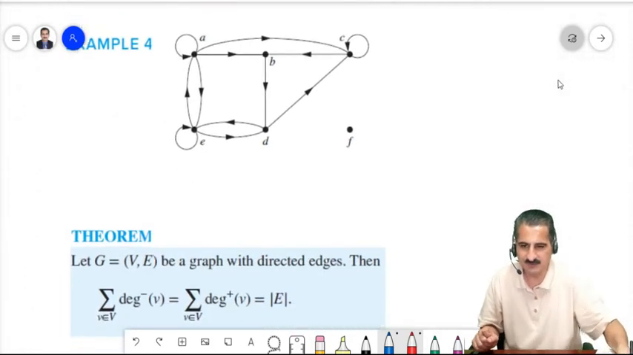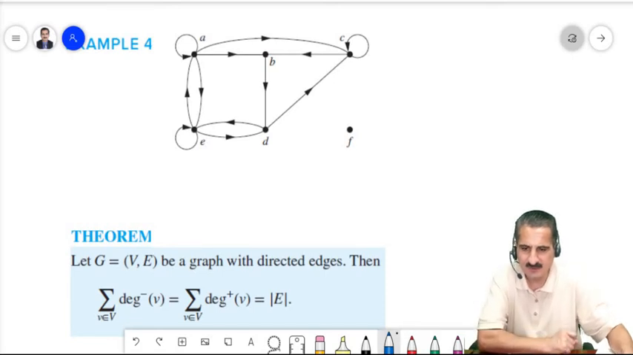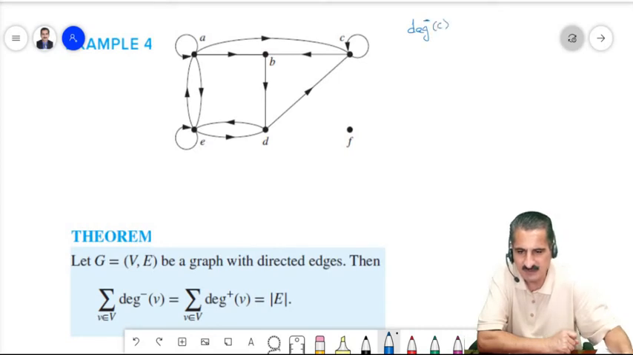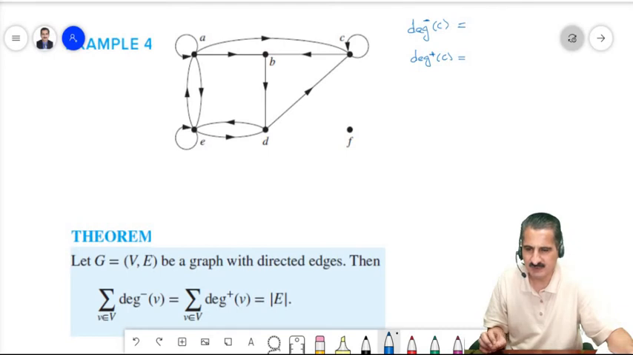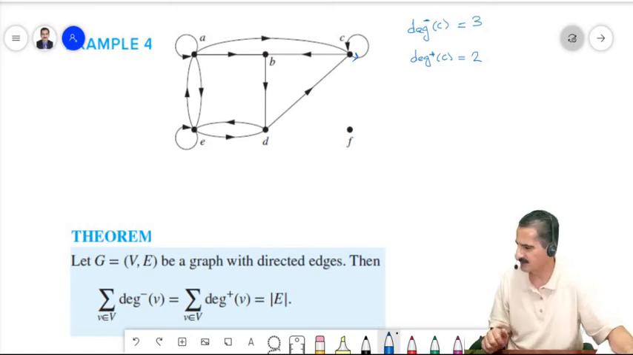So let me go here. What is the in degree, degree minus of c? And also tell me what is the out degree, degree plus of c. So give me numbers now. Give me two answers. Are you with me? What is the in degree of c? 3. What is the out degree of c? 2. Good. So you counted the loop. Yes, the loop will be counted in and out. Good.